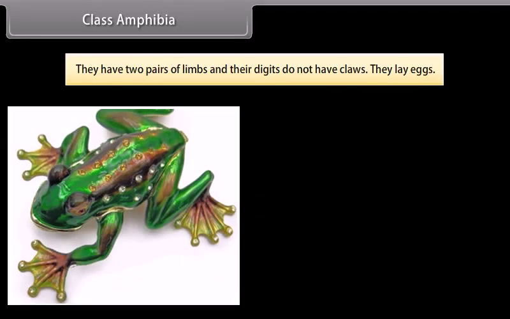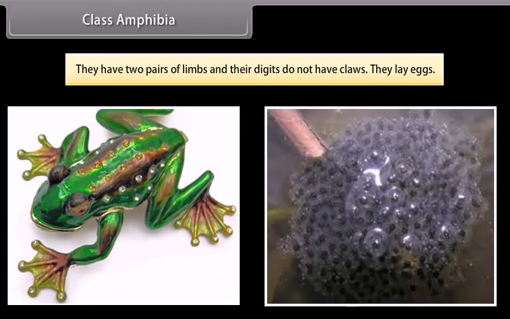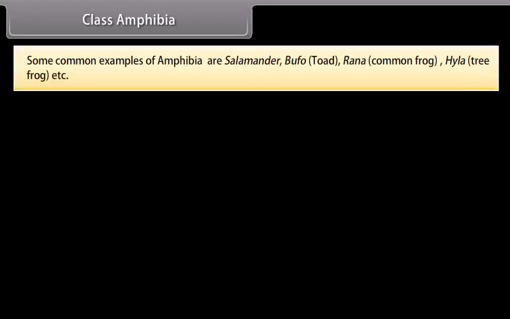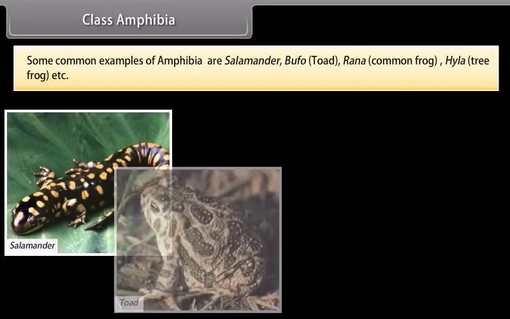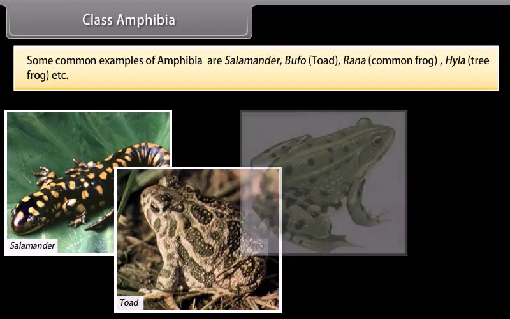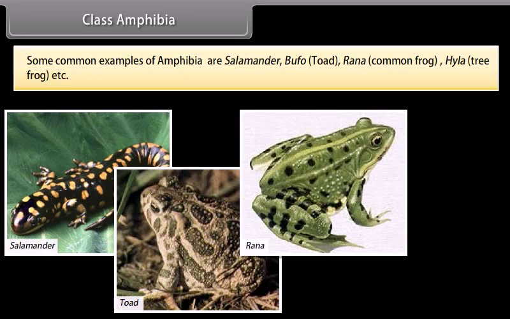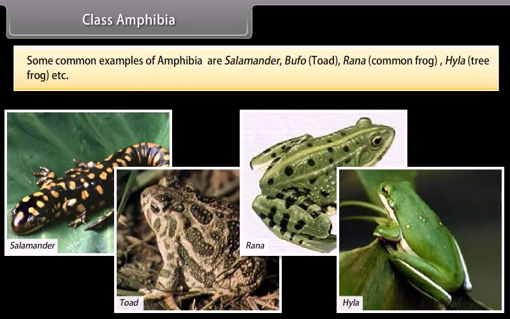They have two pairs of limbs, and their digits do not have claws. They lay eggs. Some common examples of Amphibia are salamander, Bufo, toad, Rana, common frog, Hyla, tree frog, etc. Class Reptilia.